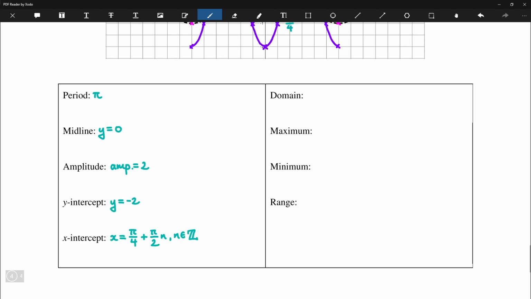The domain, x is an element of the real numbers. The maximum value is 2. The minimum value is -2. And the range, of course, is from -2 to +2.